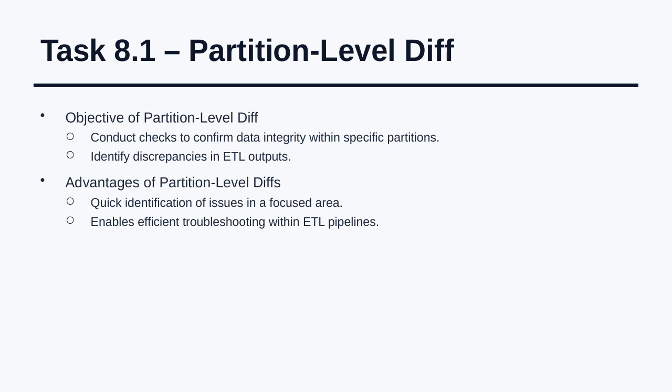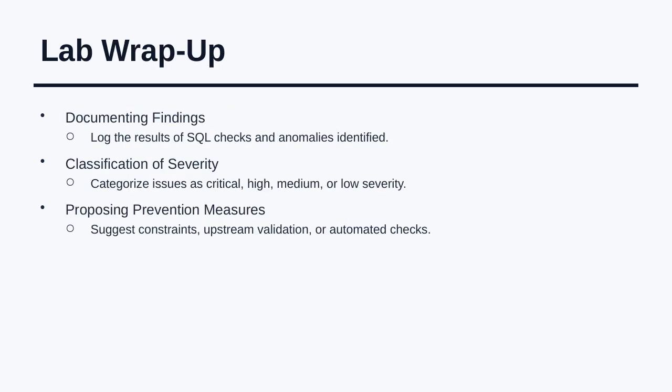This targeted approach not only saves time but also improves the accuracy of our error detection, helping maintain reliable and consistent data within the pipeline. We'll look into how regression testing ensures that changes in ETL processes don't break existing data outputs.